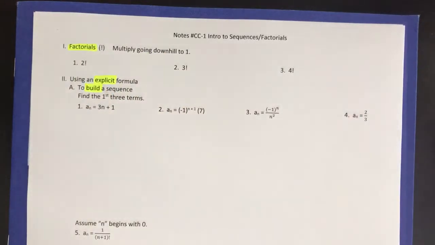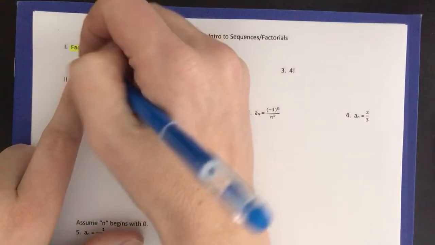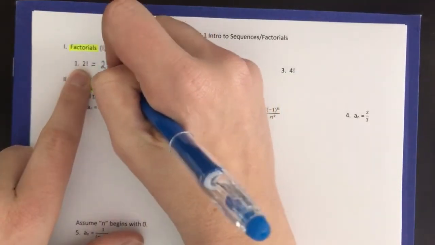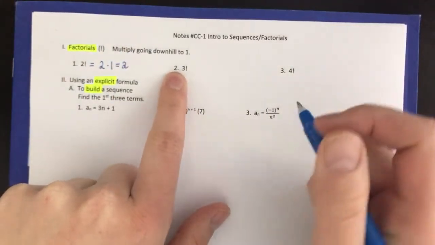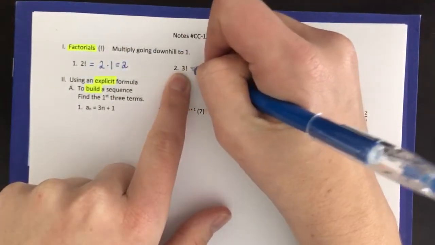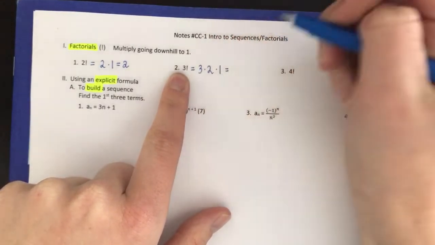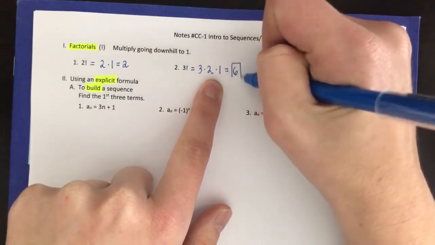For example, on number 1, if you have 2 factorial, that's how that is said or read, then that means 2 times 1, which equals 2. And on example number 2, we have 3 factorial, which means 3 times 2 times 1, which would equal 6. I'll box my answers here.